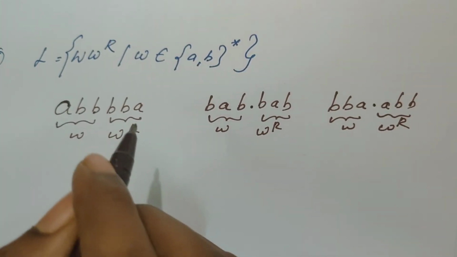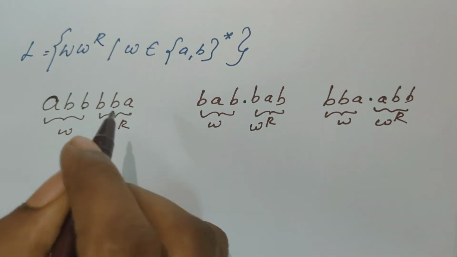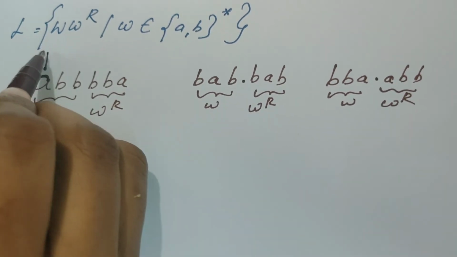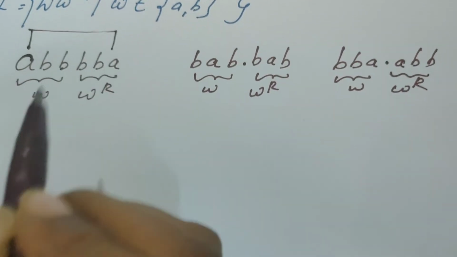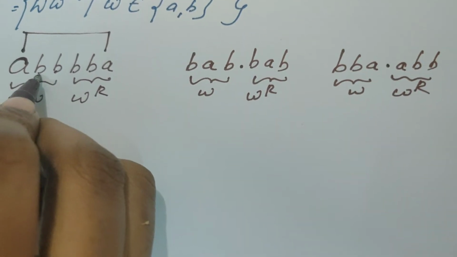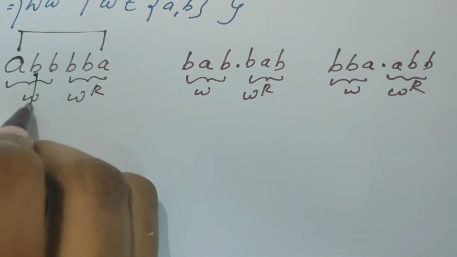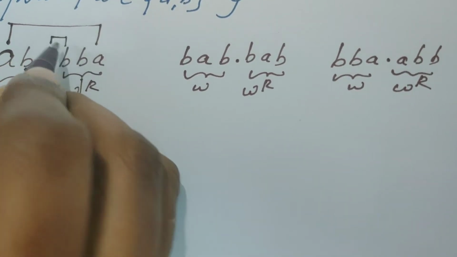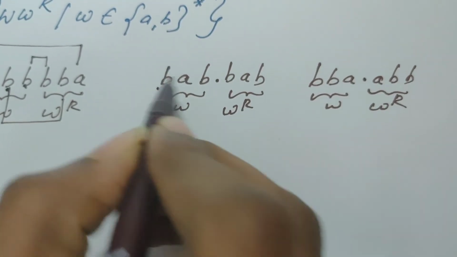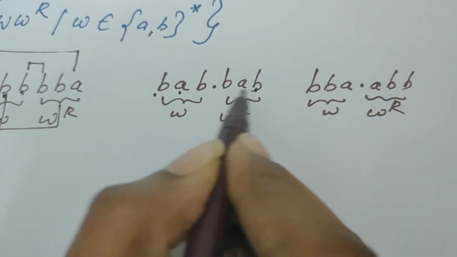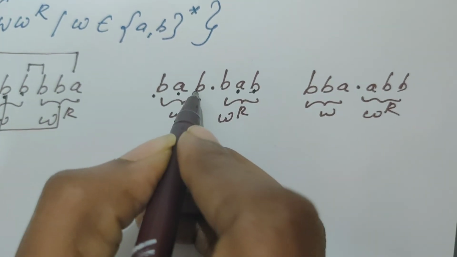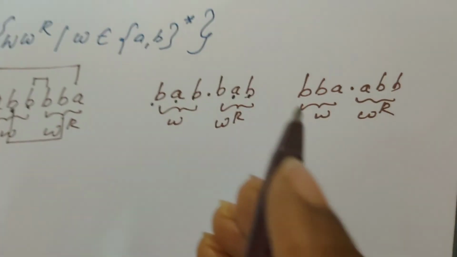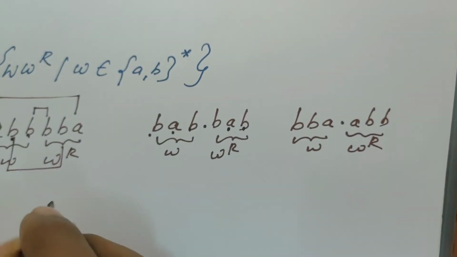So we should find some common sequence or a pattern among the strings. If we keenly observe, the first character and the last character are the same. The second character and the last but two are the same. The third character and last but three are the same. In every string it repeats. The first and the last are the same. The second and last but two are the same. The third and last but three are the same. Even in this case also, the same thing. So we are just going to make use of this pattern to write the grammar.